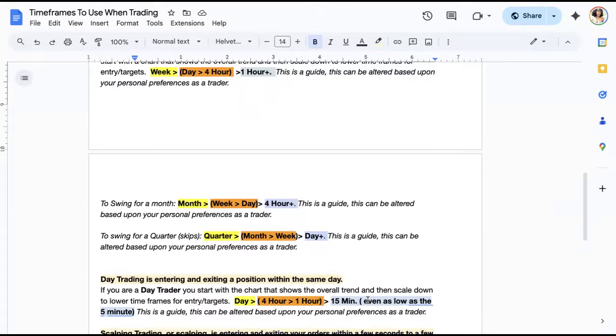Or strength and momentum. Strength and momentum looks like you don't see nothing but a bullish candle after a bullish candle after a bullish candle if it's going up, or a bearish candle after a bearish candle after a bearish candle if it's going down.